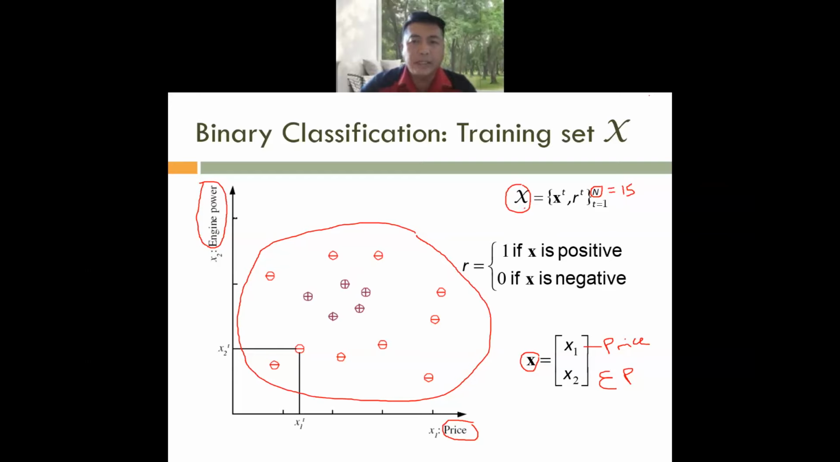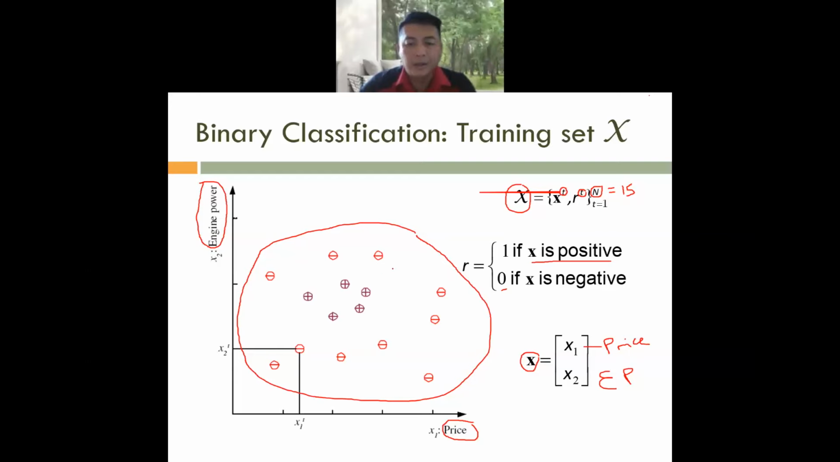So for the training set that we have, up to 1 to 15 samples together with the label. So R is the label. They are 1 if X is positive, meaning that they are a family car, and 0 if they are not a family car.